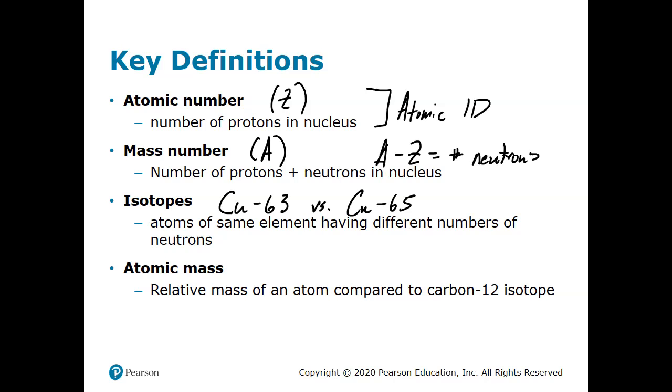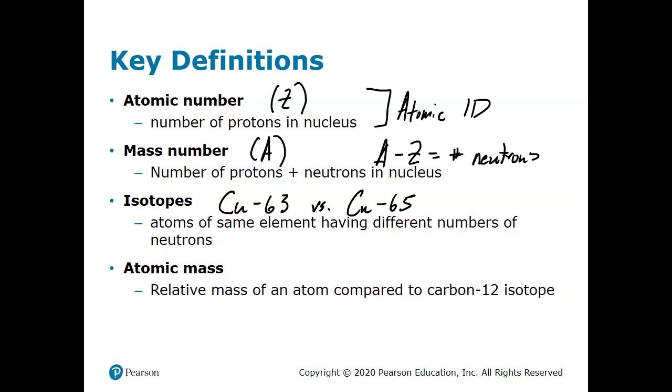And those differences usually play out in a number of key ways. Like this one is more abundant than this one. This one's more stable than this one is. In terms of chemical properties, they're pretty much indistinguishable from each other. You wouldn't know the difference. But in terms of their nuclear properties, that's where we might see slight differences between them.